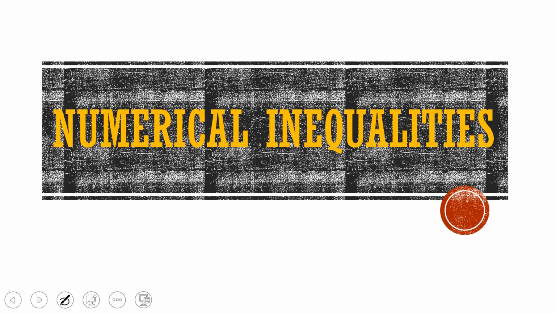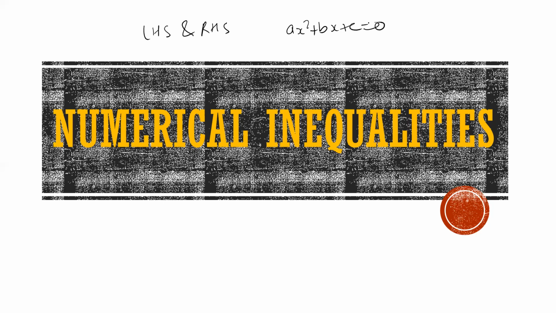These equations have two sides called left-hand side and right-hand side. For example, if I talk about ax squared plus bx plus c equals 0, this is not a linear equation, it's a quadratic equation. So here this is the left hand side and this is equal to 0. This part is your right hand side. So any expression with equality sign is an equation, right? So left hand side and right hand side are connected by an equality sign.